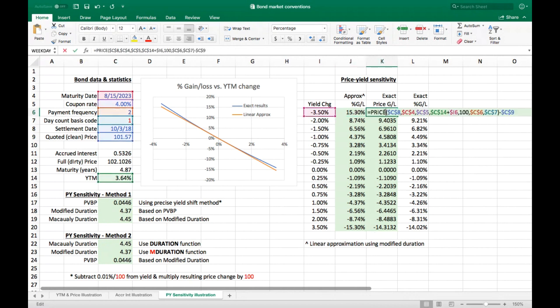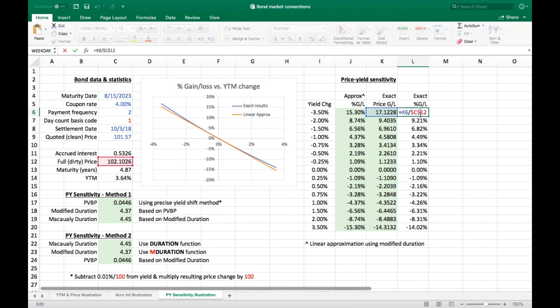The other way we could do it is we could do it precisely. And here we would use the Excel price function. So this is exactly as we did before, but instead of doing a small change, we're going to use the actual change. So we're doing the plus I6 here, which is that. And then when we copy that down, that'll calculate the exact price change for that if we subtract the original price. So that's giving us the delta price. And then to convert that into a return, we just take that price change divided by, again, the dirty price.